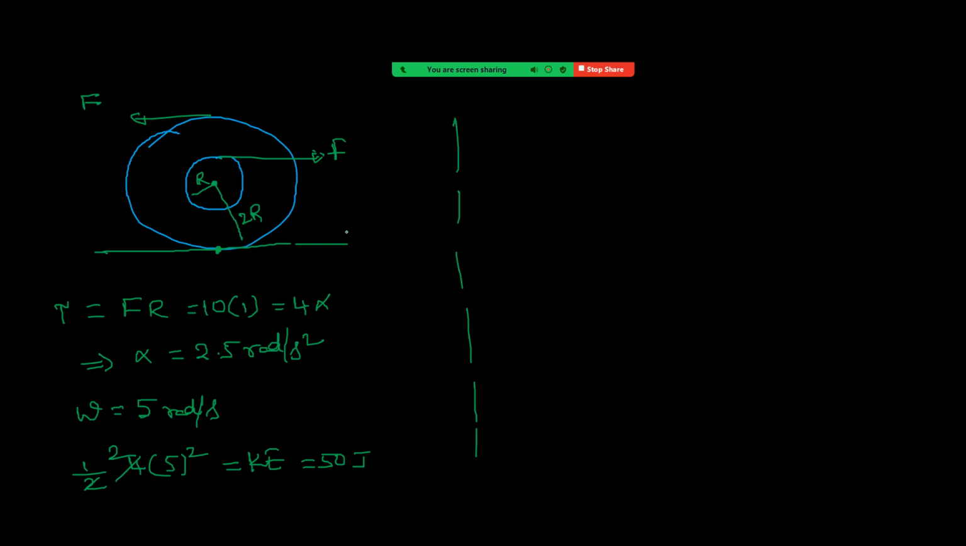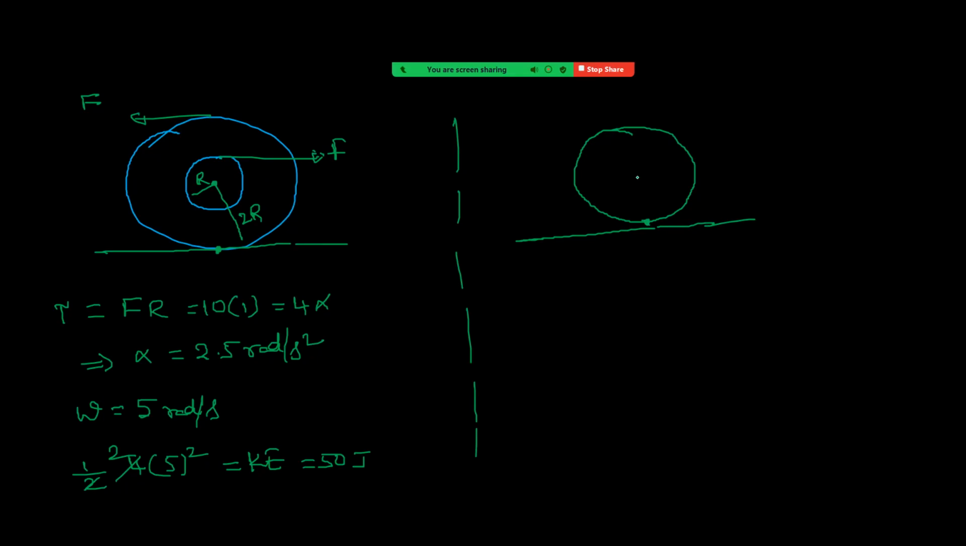Okay. So now what I'm saying is, let us consider, since the condition is given that it is rolling without slipping, for the bottommost point, velocity must be 0. Now this point becomes the instantaneous axis of rotation. If you take about this point, the body is in pure rotation. Then about this point, because of friction, torque will be 0.